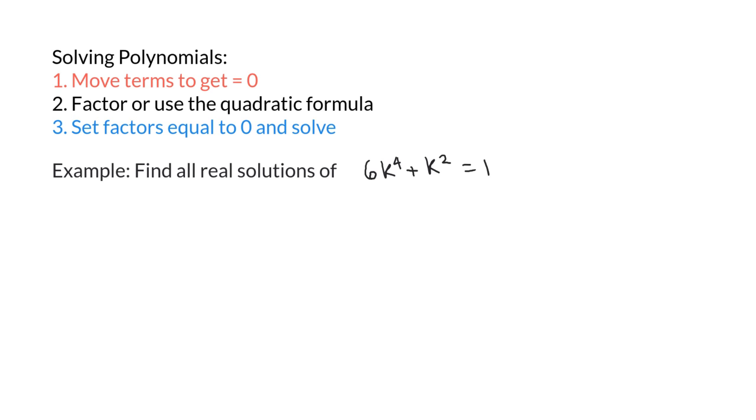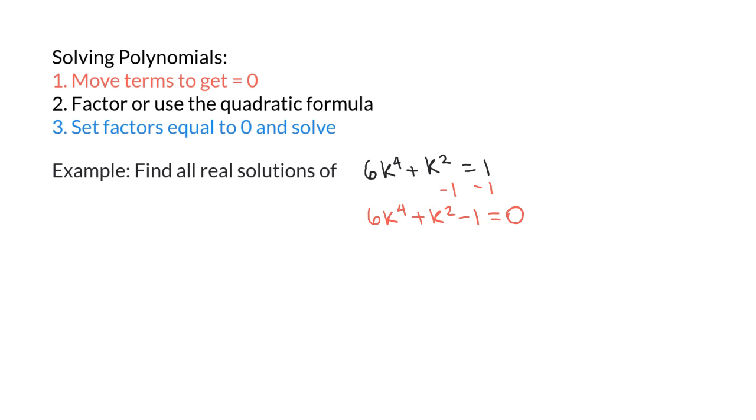Find all real solutions of 6k to the fourth plus k squared equals 1. For this example, we'll factor. But first we want to move terms to get the equation set equal to 0, so we'd subtract 1 from both sides to get 6k to the fourth plus k squared minus 1 equals 0.